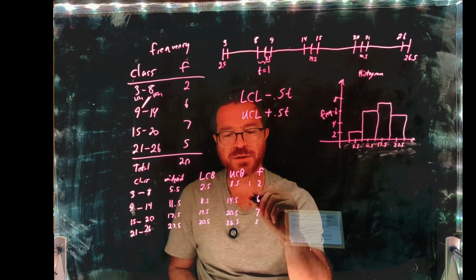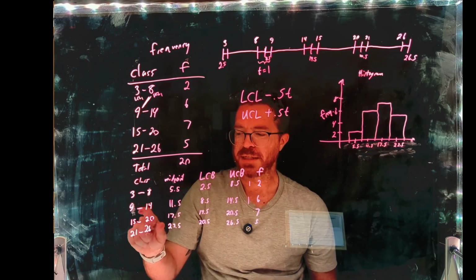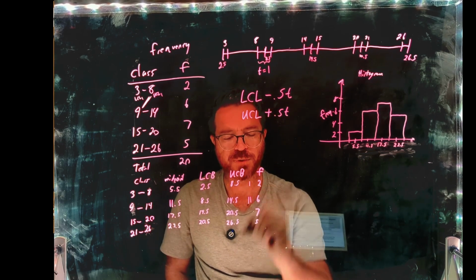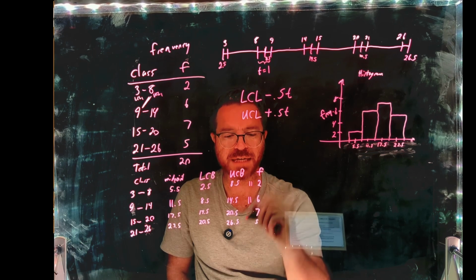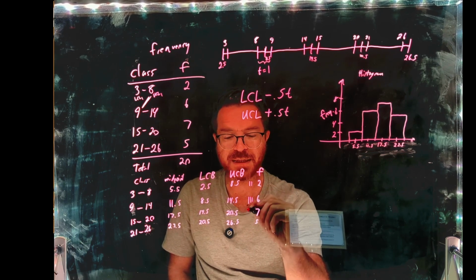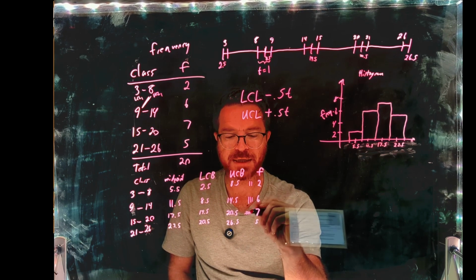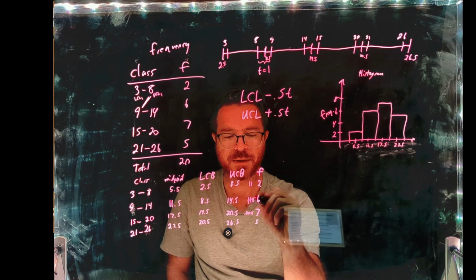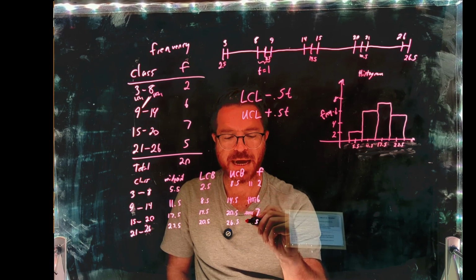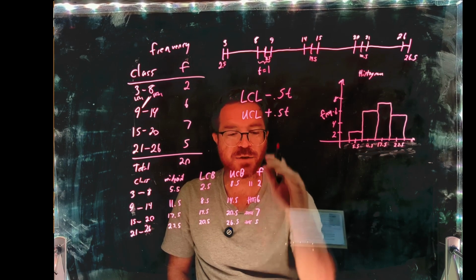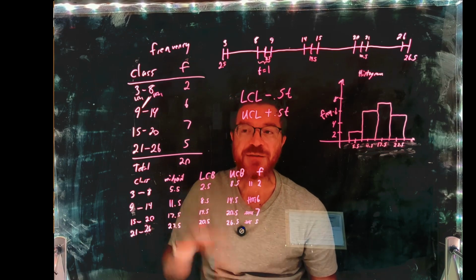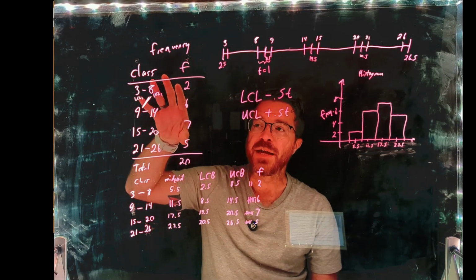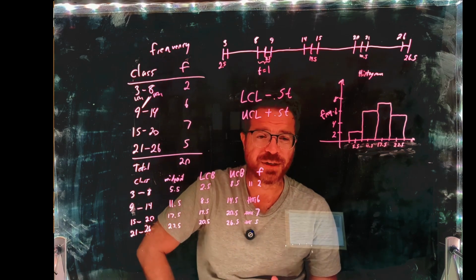So 11 falls into this group, put a tally. Let's say the next one is 10. 10 falls in this group, put a tally. Next data point is 7, put a tally. And then basically I would just tally this out until I get whatever number I have, and then I would write down that number. So this is how you get the frequency if you have the raw data. If you already have a table filled out, then you don't have to do this step.